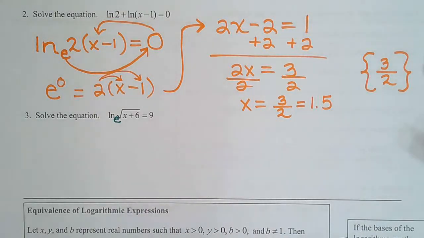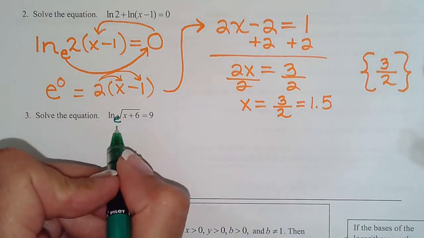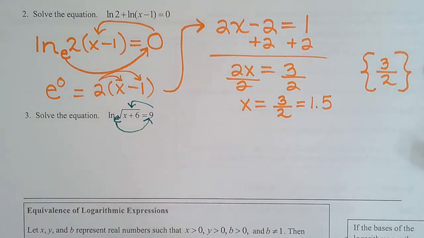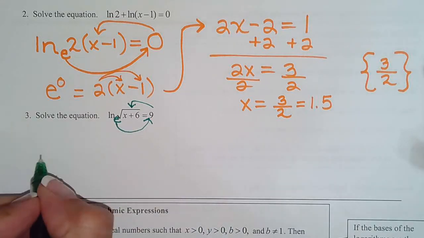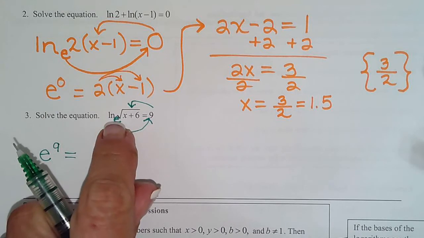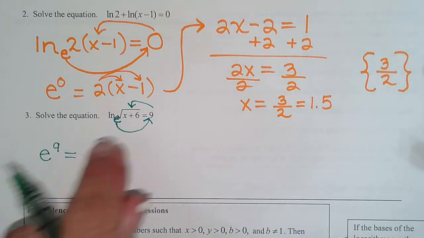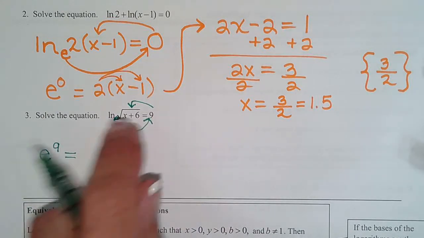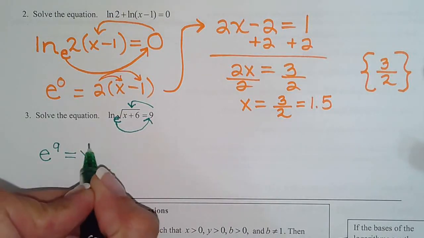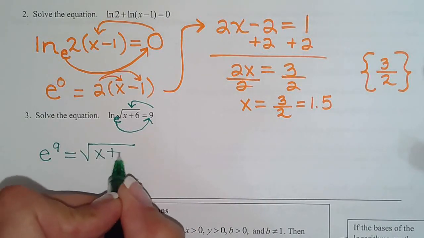So I immediately put my base in and I do loop and swoop. So e to the 9th equals, so the base of my log becomes the base of my exponent. The number over here is my exponent, and I set it equal to the argument, which is square root x plus 6.